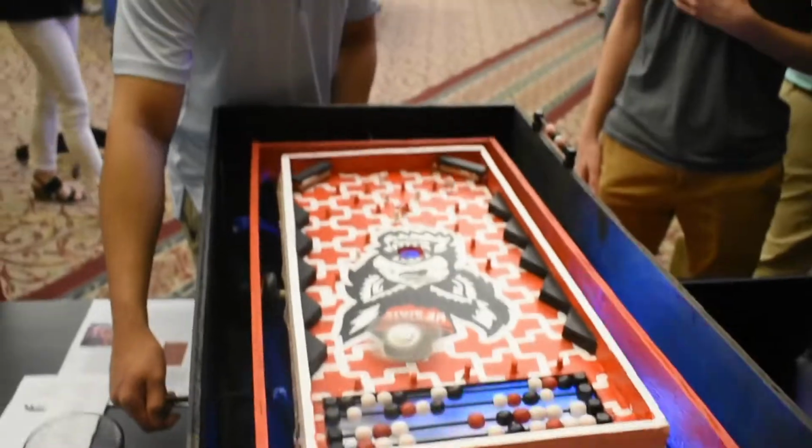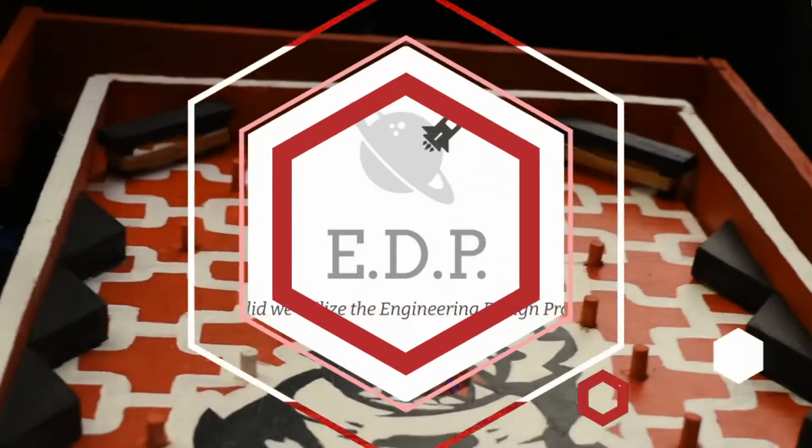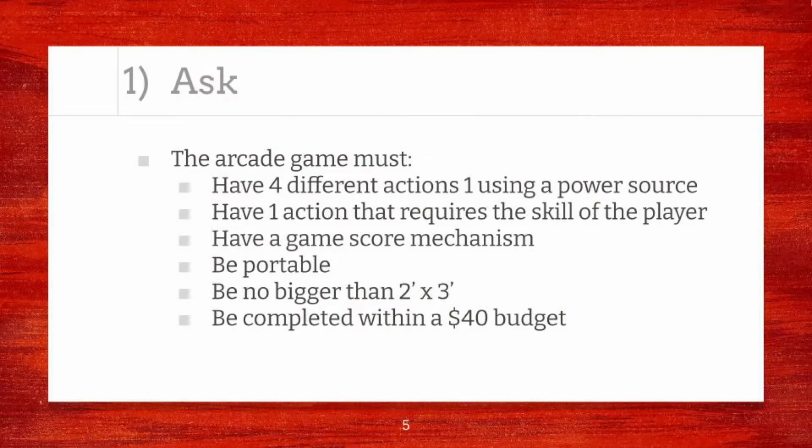So now you've seen the finished product, but how did we get to this point? By that I mean, what steps did we take to create the second place arcade game, Tuffy's Tilt? We used the engineering design cycle. The first step of the engineering design cycle is to ask.